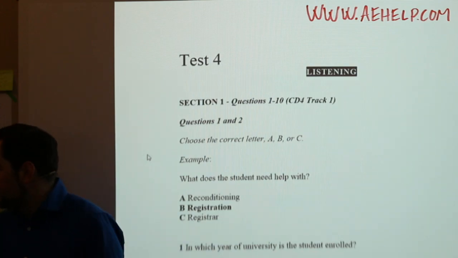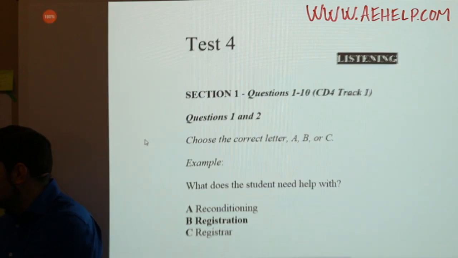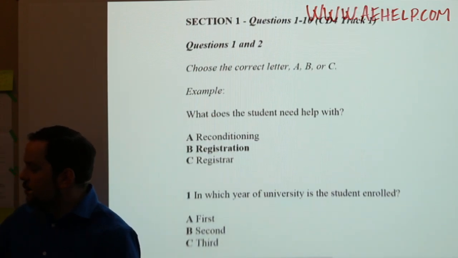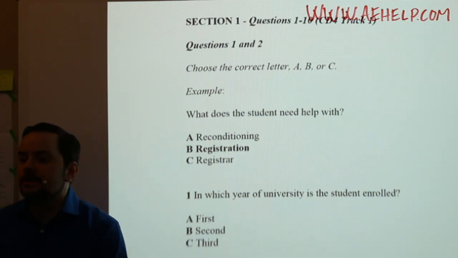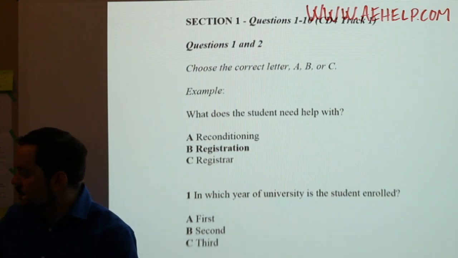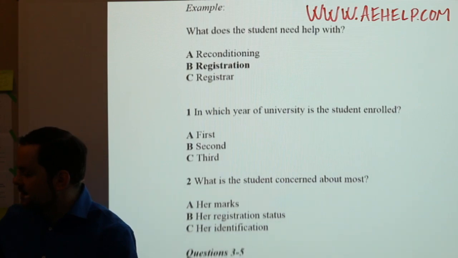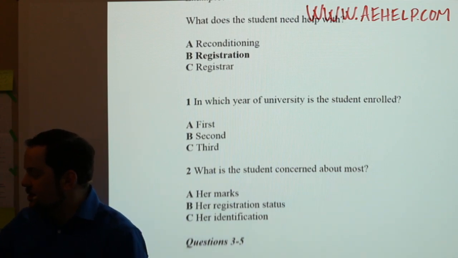And let's try to do this. So I'm going to get this as big as I can so you can see it clearly. Okay, so this is from our 4th test, again from our website at aehelp.com. So let's review these questions. The first couple questions are multiple choice. What does the student need help with? And the answer is given for you. That's the example. It says registration, so we know it's about a student who's doing some kind of registration.